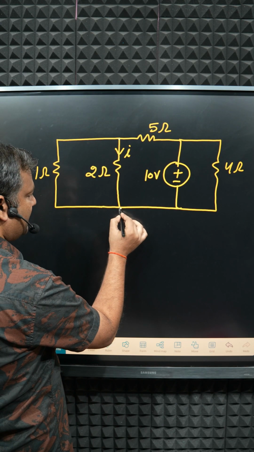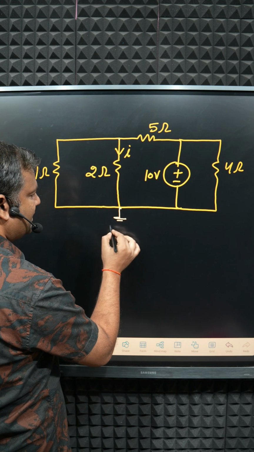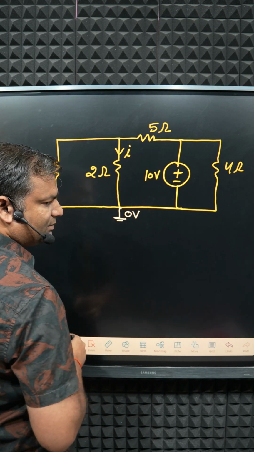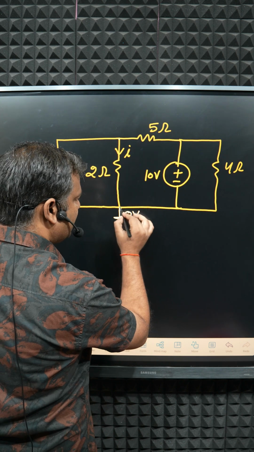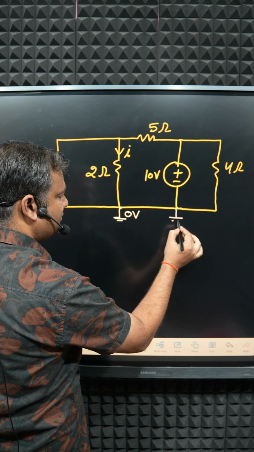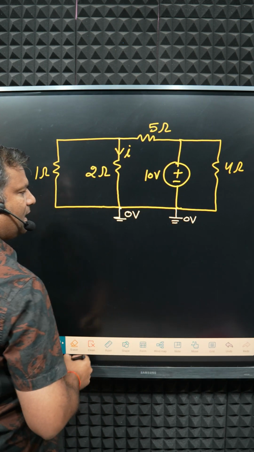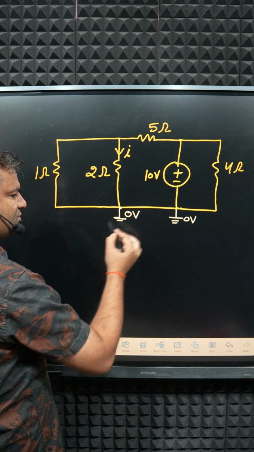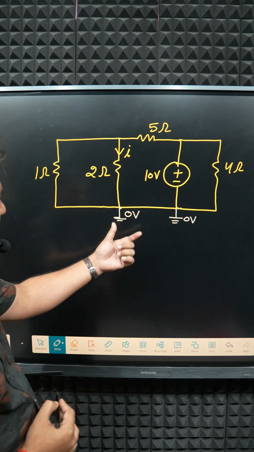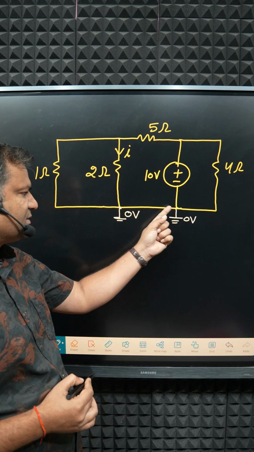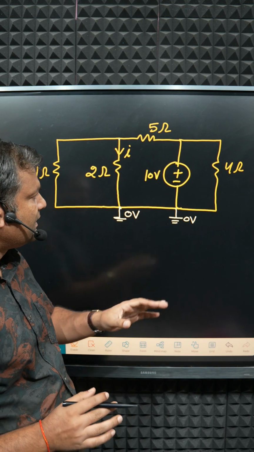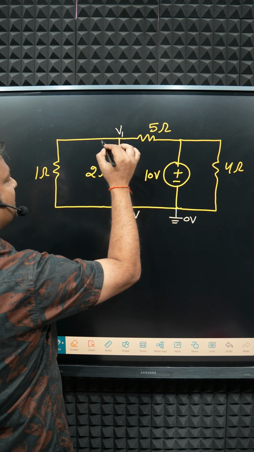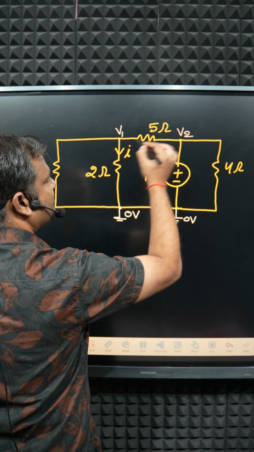so according to nodal analysis, one node is taken as the datum node, that is, if this one is the datum node, it has 0 voltage. If this one is 0, then that one is also 0. Clear or not? Why? Because no source or resistance is connected between these two terminals. It means if this one is 0, this one is also 0.